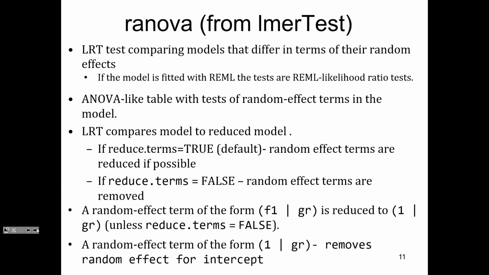So if the model's fitted with REML, the tests are going to be basically like REML-like likelihood ratio tests. And of course, if you're comparing models that differ in their random effects, remember I said you can use REML, so that's fine, there's no issue there. And you'll get something that looks very much like the ANOVA table that we had, but we're going to get tests of the random effect terms. And that's okay. It's kind of good.